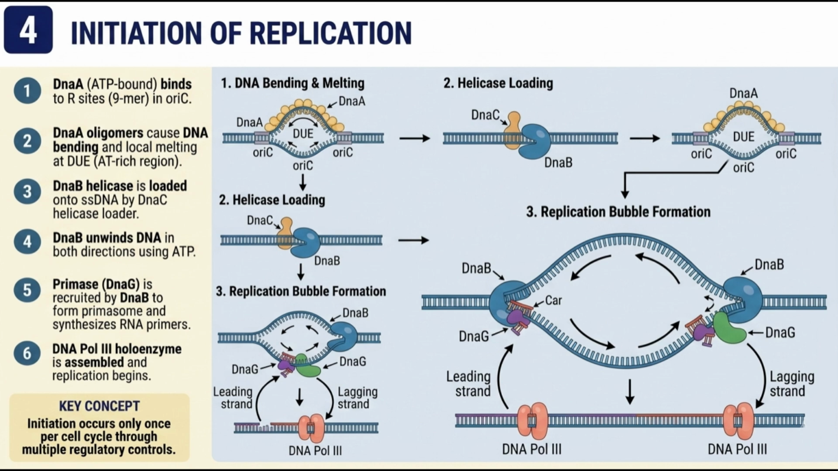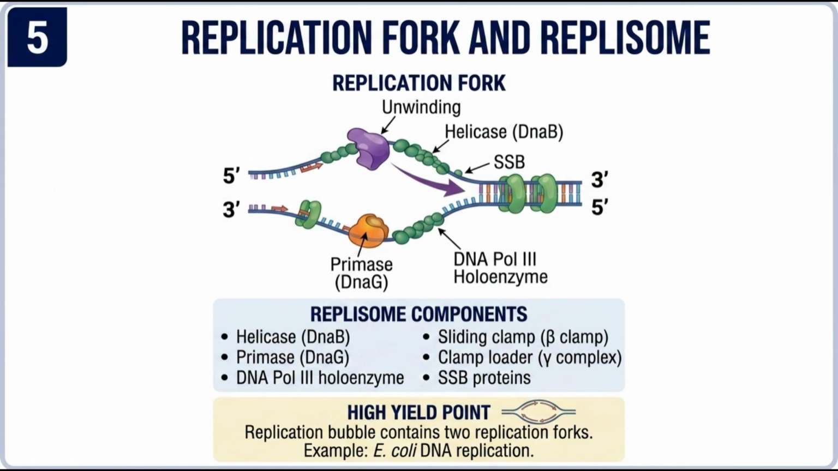Next, primase, also called DnaG, associates with helicase to form the primosome complex. Primase synthesizes short RNA primers required for DNA polymerase activity. Finally, DNA polymerase III holoenzyme assembles, forming the replisome.